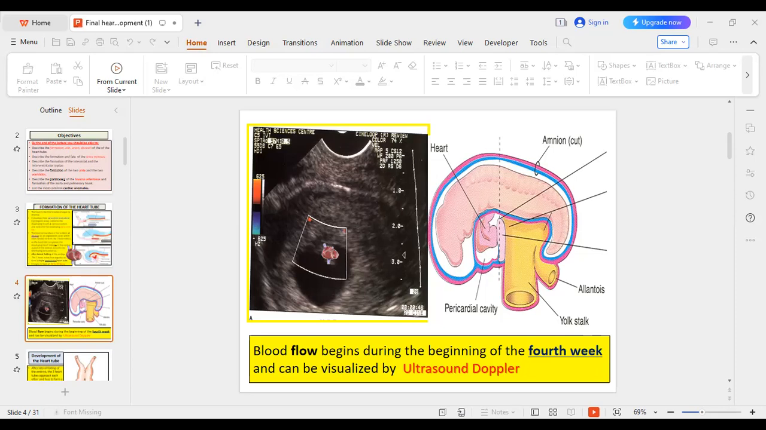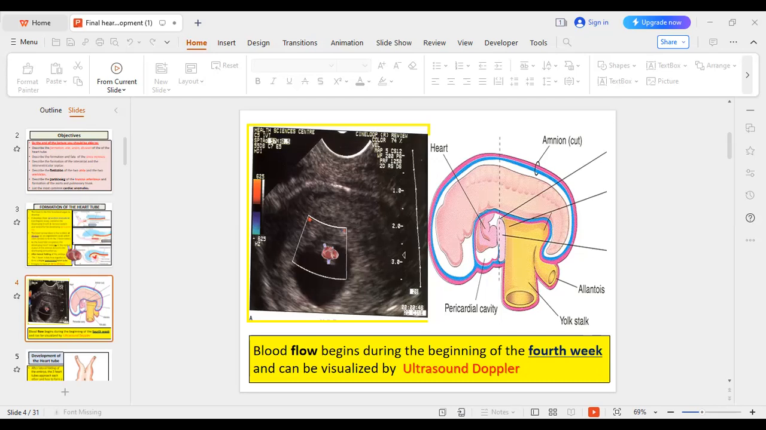So in this case, the two septa oppose each other, and its site is represented by the fossa ovalis. At this time also, mediators like prostaglandins play a big role in the closure of the foramen ovale.